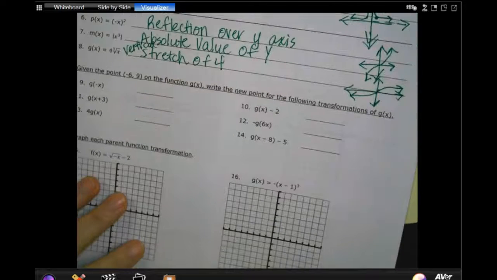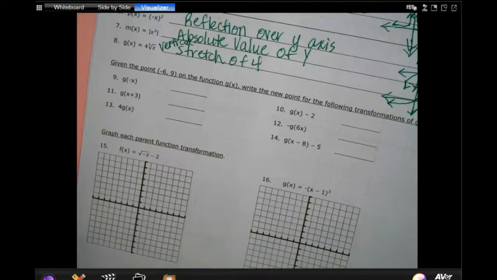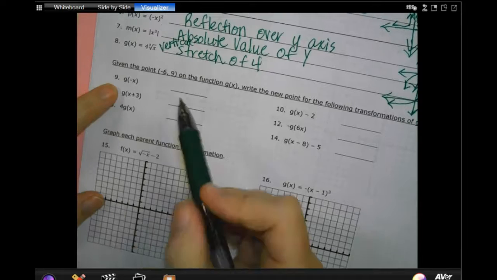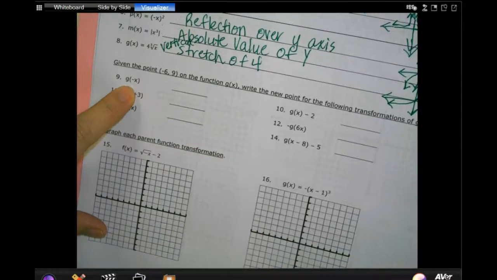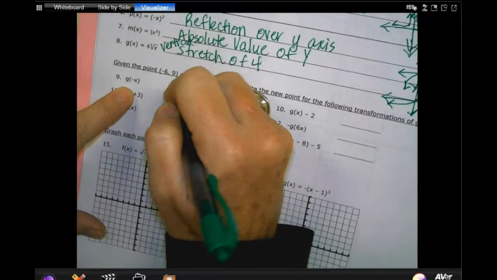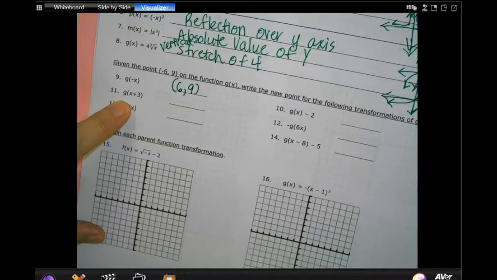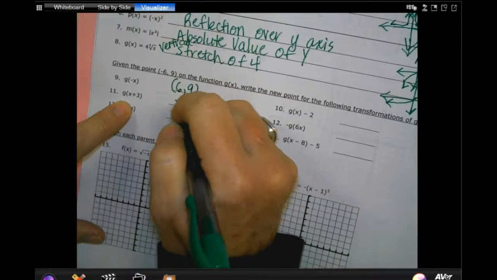Okay? So starting on number 9, there's a whole section that looks like these also. Yeah, these are the super easy ones. These are like gimme points. So I'm given the point -6, 9. So if I have to do a negative x, which variable does that affect? The x. So that -6 becomes +6. So the +3 would actually be -3. So this would be -9, 9.